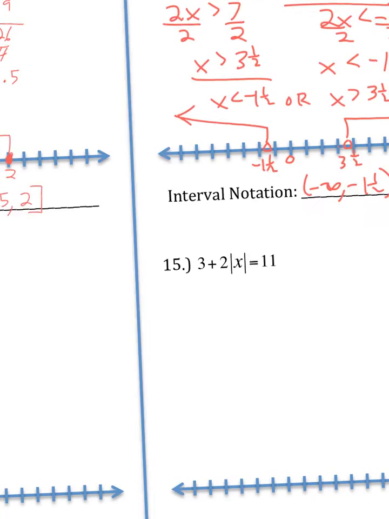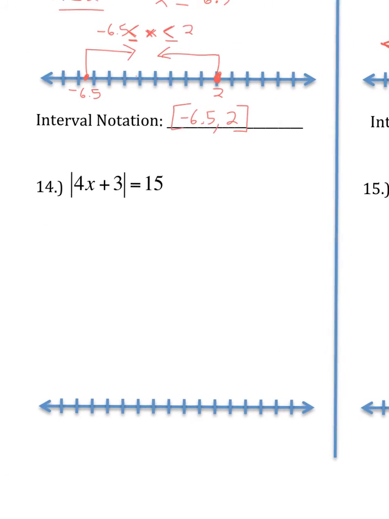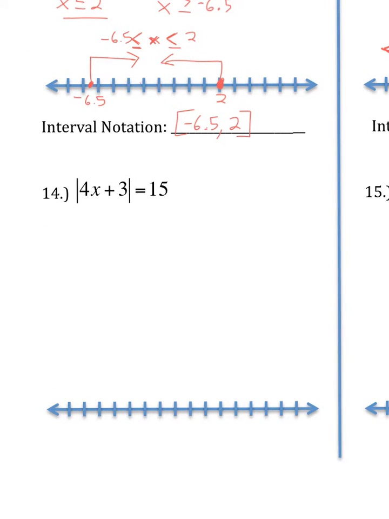All right. 14. Switched gears here. This is an equal sign now. And then remember your 4 S's. So we're going to get the absolute value by itself. Then we'll split it into two different problems. We'll solve. And then we'll make sure. So here we go. Solo. Is the absolute value bars by itself? Yes. Go ahead and split it into two problems now.